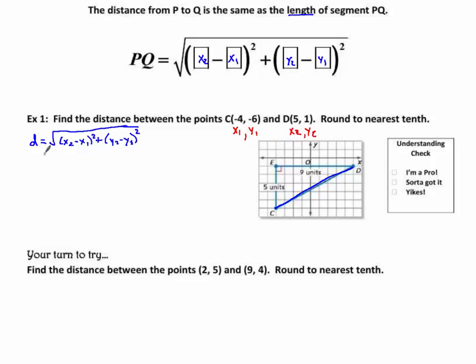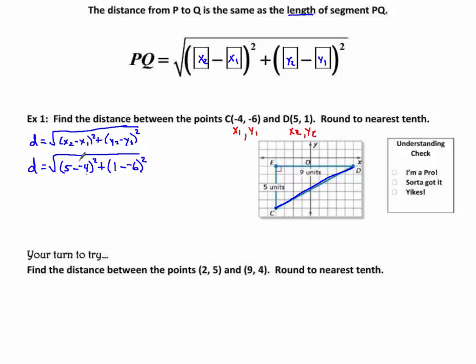Then all I'm going to do is go back over to my formula, and I'm going to write D equals the square root of x2, which is 5, minus x1, which is negative 4, squared, plus y2, which is 1, minus y1, which is negative 6. The only way to get this down is just to practice it, and I promise you will get better at it if you're just willing to try.